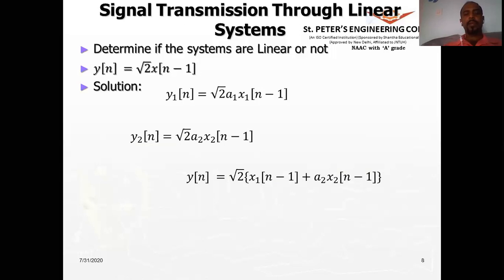Now if I give both the signals, a1 x1, a1 is missing here. Okay, it is linear, so the total response y of n is equal to, it has to simply multiply root 2 with a1 x1 of n minus 1 plus a2 x2 of n minus 1. Okay, so here the a1 term is missing. I forgot by typing, I missed adding that. So here is a1. Therefore the total response y of n is equal to the sum of the individual responses y1 of n plus y2 of n. So therefore the system is definitely a linear system.